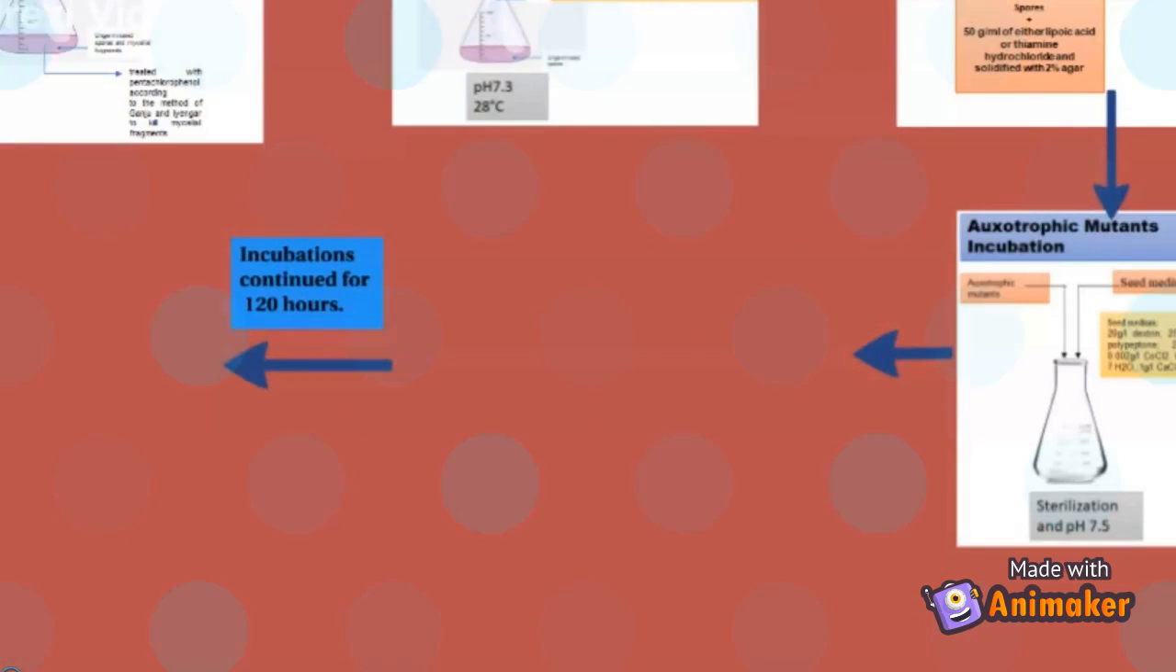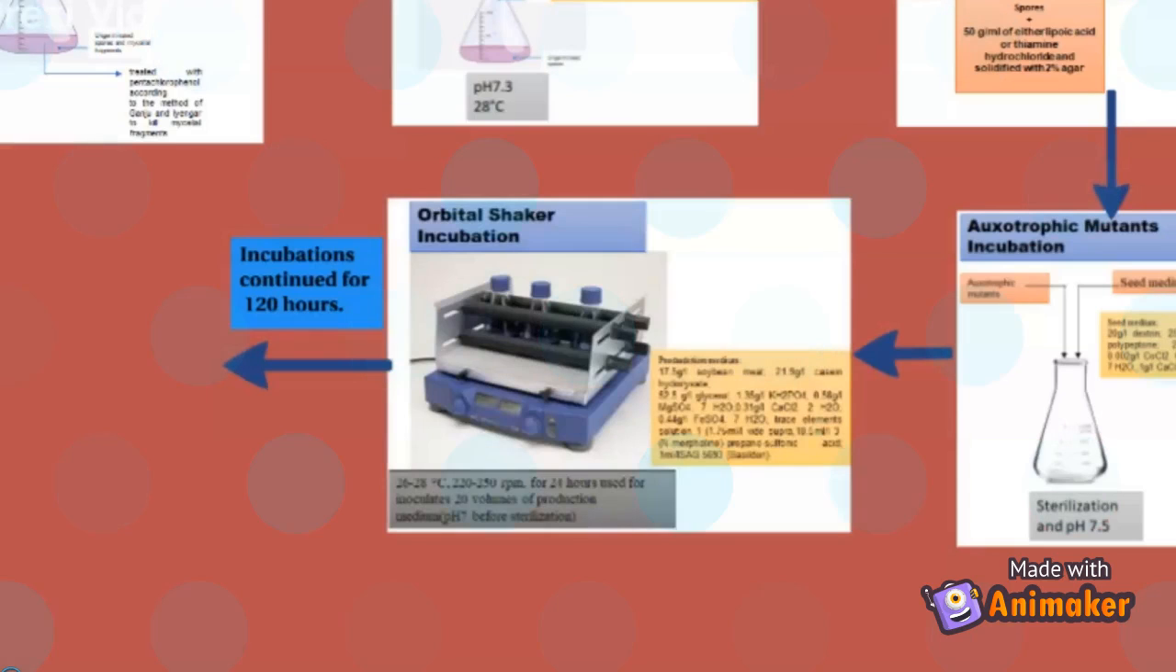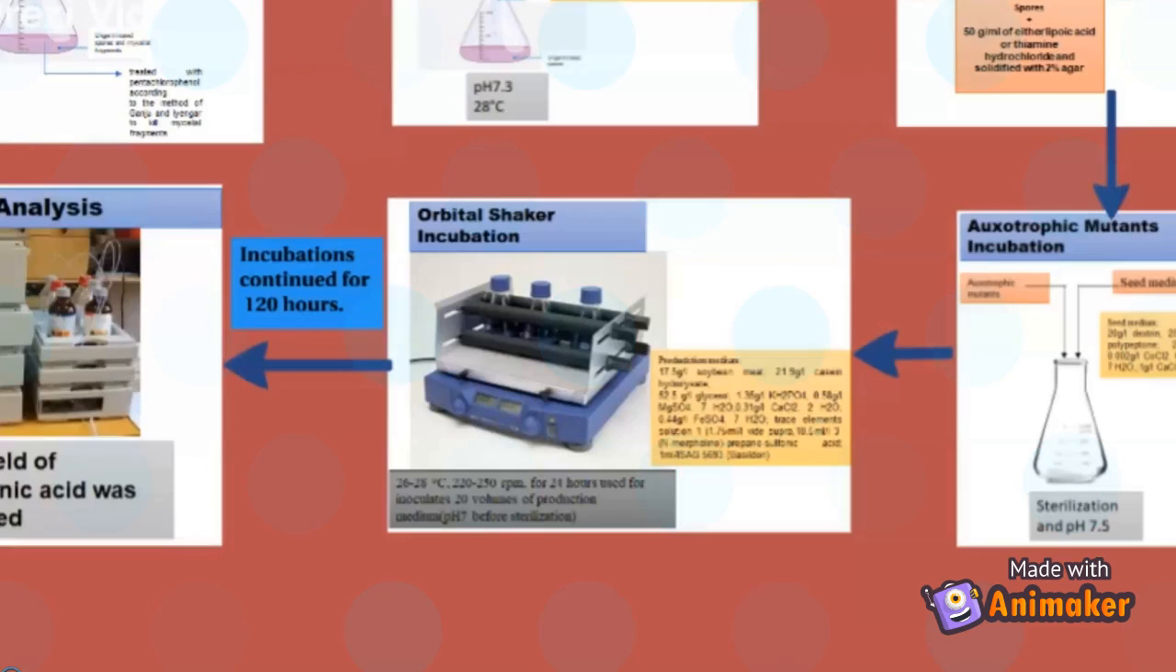After planting, we'll incubate the auxotrophic mutants. The auxotrophic mutants will be incubated in the seed media, and it will be sterilized and incubated at pH 7.5. The seed media chemical reagents are shown in the figure. And after it's incubated, the auxotrophic mutants will go to the orbital shaker to incubate at 26 to 28 degrees with 220 to 250 rpm for 24 hours. After incubation in the orbital shaker, it will continue to incubate for 120 hours.